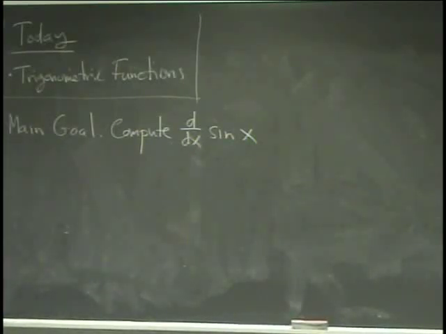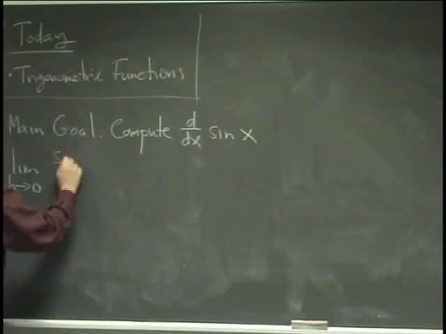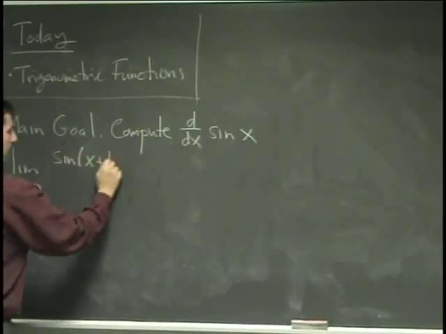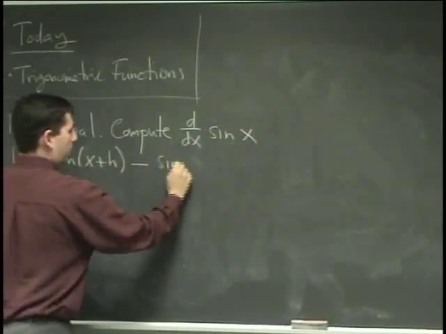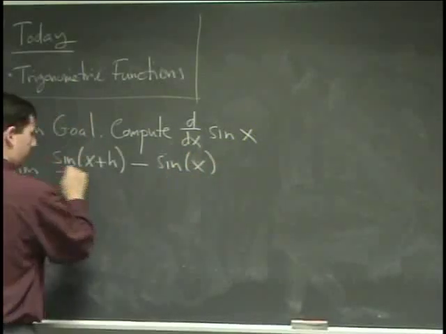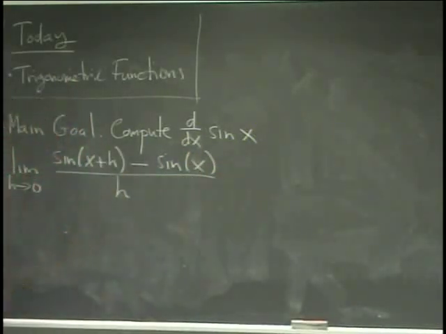Okay, well, how do we compute a derivative? Well, when you don't have some way of breaking it down into easier functions using the rules, you actually have to go back to the definition. So we're back to the limit. We need to compute the limit as h goes to 0 of sine of x plus h minus sine of x over h.